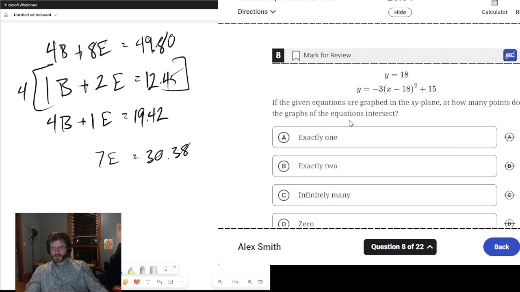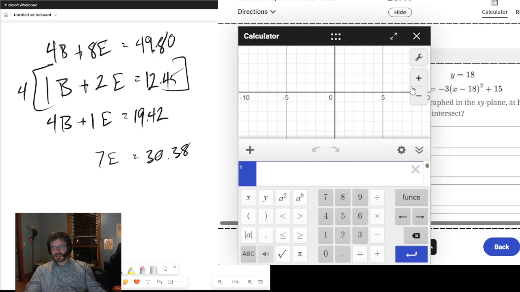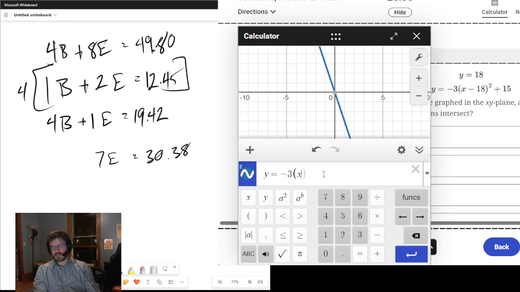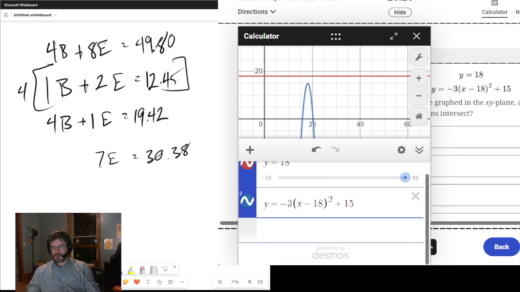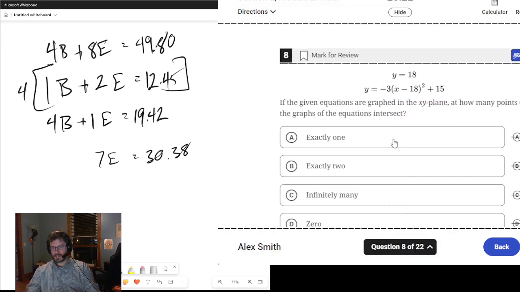How many points does the graph of the equations intersect? You could solve this out by hand, but I'm just going to plug it into Desmos. So y equals 18, y equals negative 3x minus 18 squared plus 15. Zoom out. None. No points of intersection.